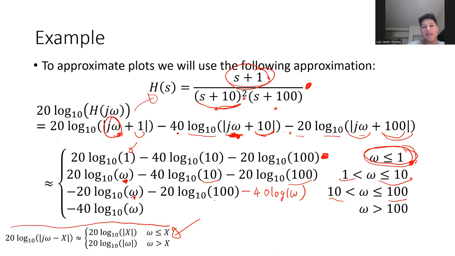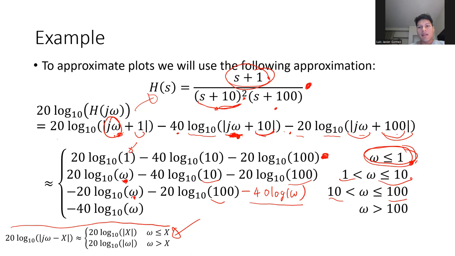Question? What do I mean they dropped out? Oh, this was a mistake. There should actually be a negative 40 log here. It shouldn't have dropped out, if that's what you're asking.